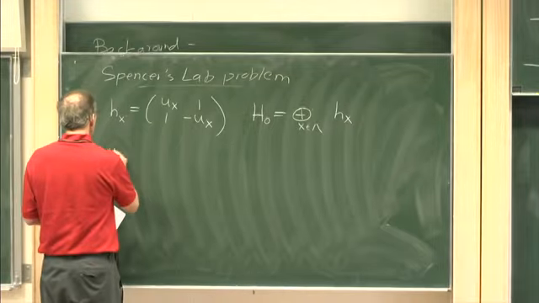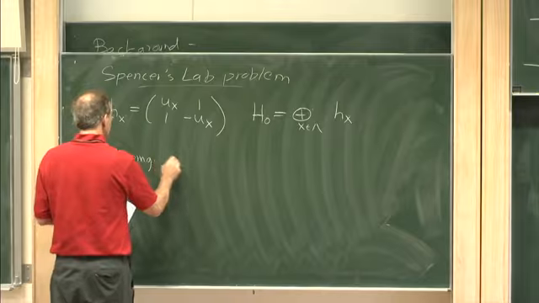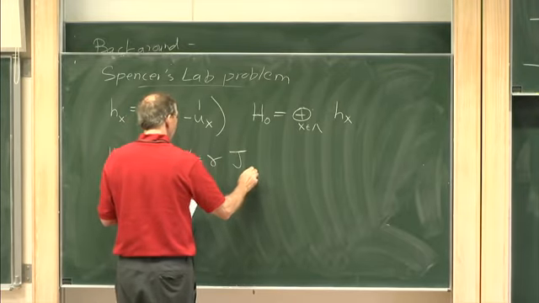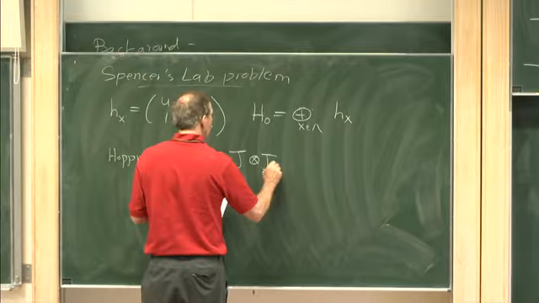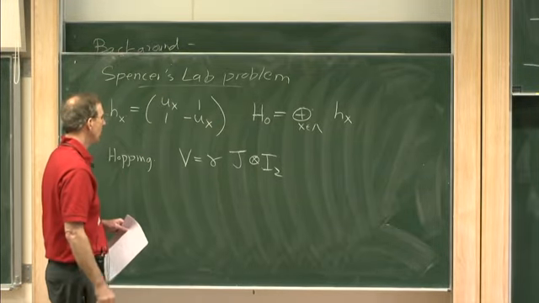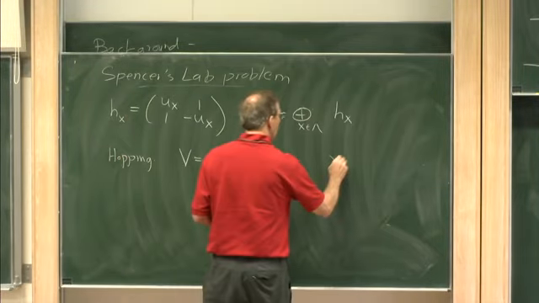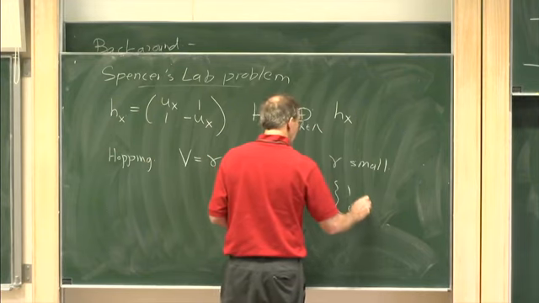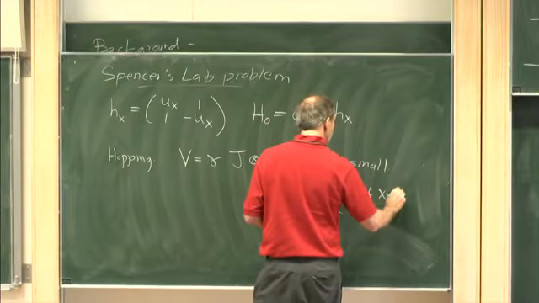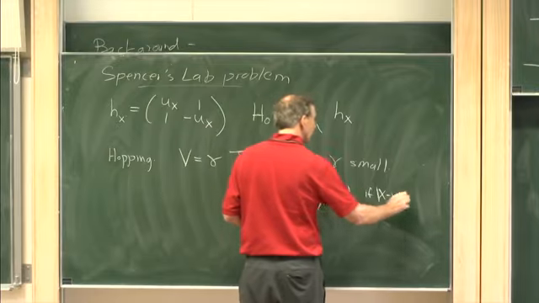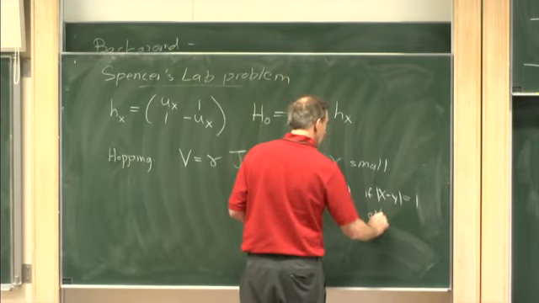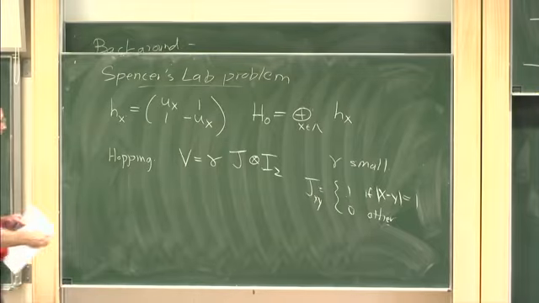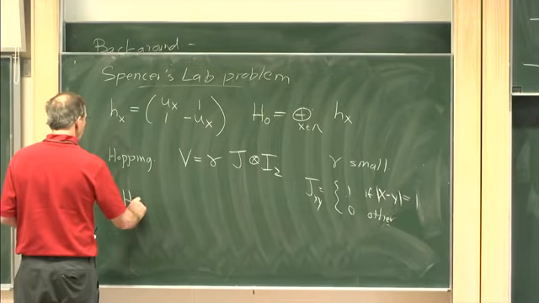And then we need some hopping. The exact form isn't that important. Let's just take v is some small number gamma times j, times the identity matrix in this 2 by 2 space. So gamma small, and j is 1 or 0. All right, and then finally you take h equals h0 plus v.